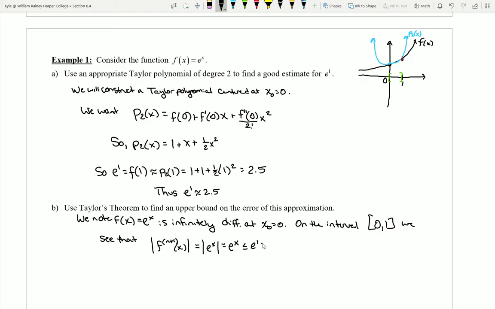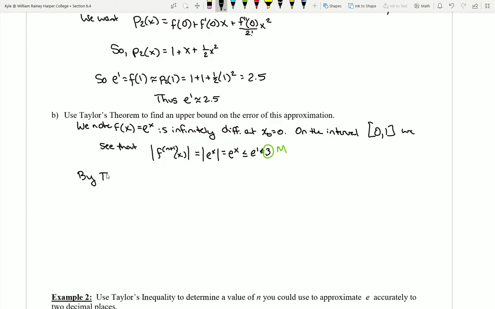But since I don't really know what e to the 1 is, maybe I'll say that this is definitely less than or equal to 3. And so I'm going to select this value here as my value of M. It's a value that I know exists up here, and I can say that on this interval, 0 to 1, no value gets above that M. No value gets above my 3. So once I have this, I've satisfied the conditions for Taylor's theorem, and I can proceed.